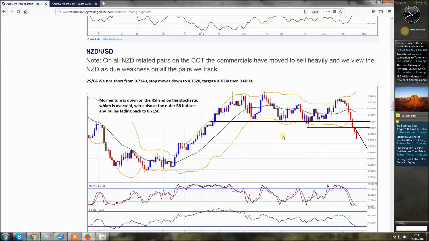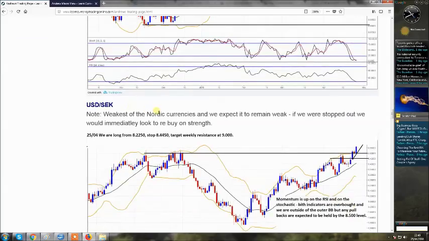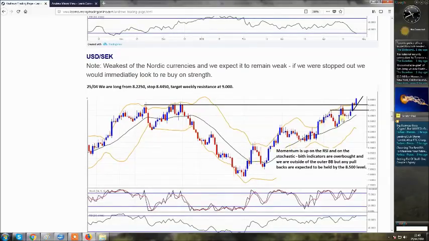We like the NZD short on the USD, but there's another one I really like the look of as well. Okay, I'll come to that in a moment. USD SEK, great trend. We thought it would break out. It's broken out. Again, far higher. Just buy the dip, buy strength.